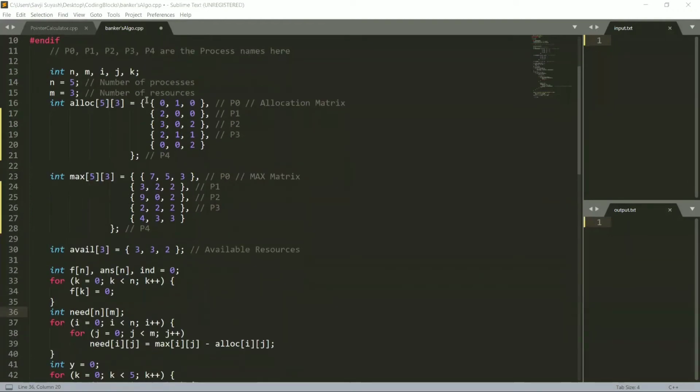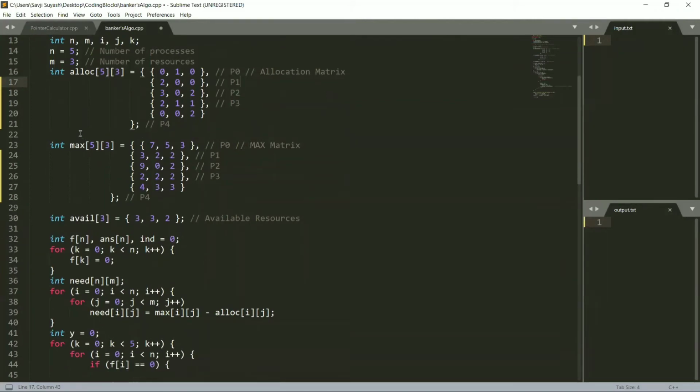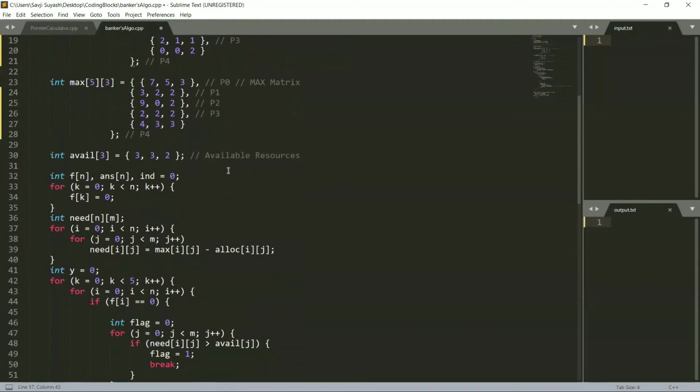In the allocation matrix, we are storing the currently allocated status of all the processes. For example, for P0, 0 units of A are assigned, 1 unit of B is assigned, and 0 units of C are assigned. Similarly for all the others. In the maximum 2D array, we are storing the maximum needs of each process. In the available array, we are storing the currently available resources.